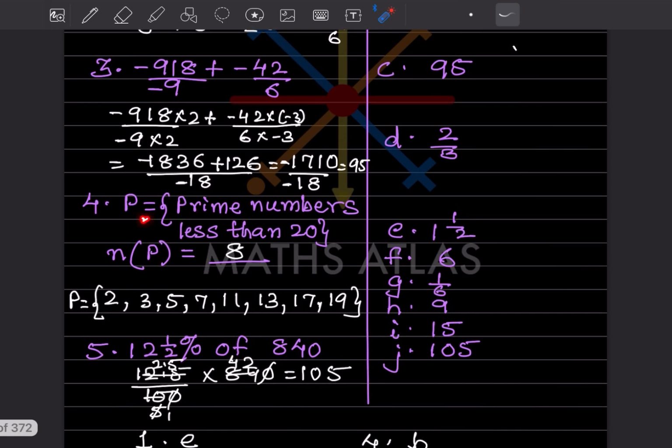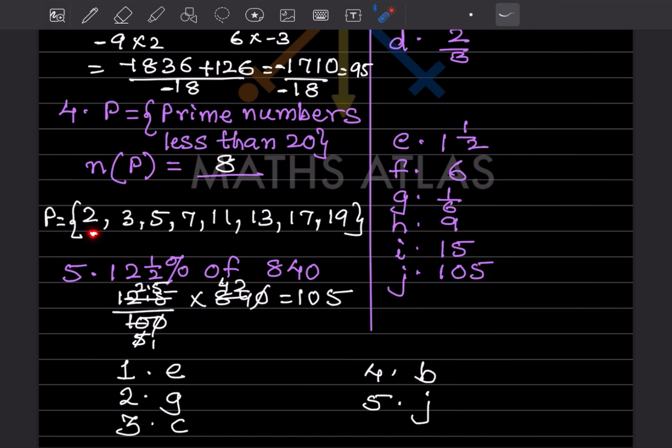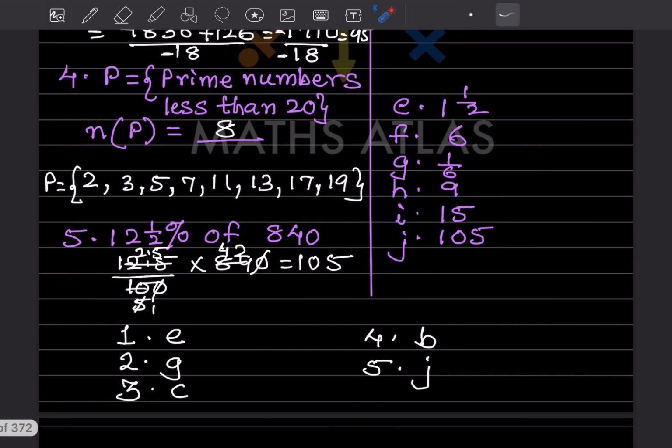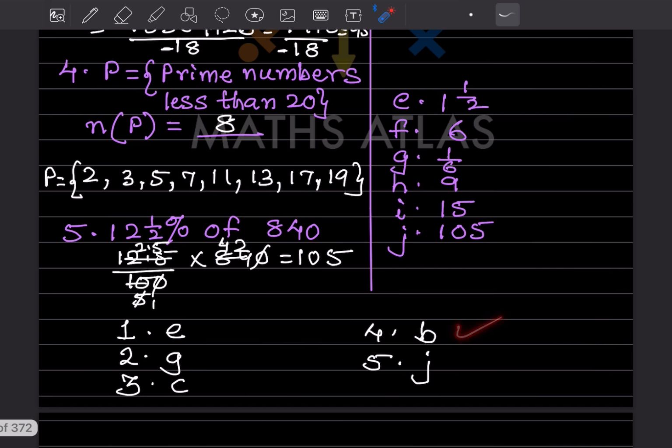Now here in the next one they said prime numbers less than 20. So less than 20 means the prime numbers are going to be, the prime number always starts with 2. So 2, 3, 5, that is, not divisible by any number. 5, 7, 11, 13, 17 and 19 because it should be less than 20. So 19 will be the last one. So total how many do you have? 1, 2, 3, 4, 5, 6, 7, 8. So they said n of p, so that is going to be 8. So where is 8 here? 8 is here. So we have the option as B.